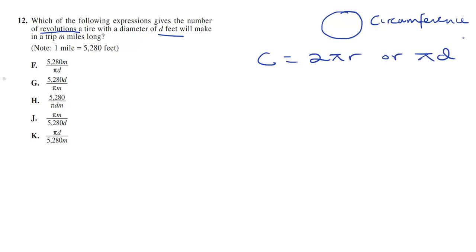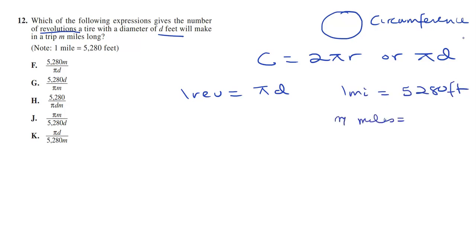So therefore, we know that one revolution is going to be equal to pi multiplied by d. And this is in feet. And we're saying that the trip is m miles long. So 1 mile is going to be 5,280 feet. So m miles is going to be 5,280 m. So that is the distance that is going to be traveled.